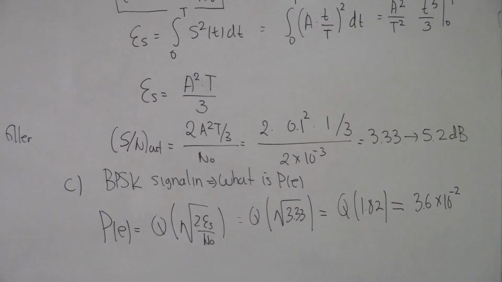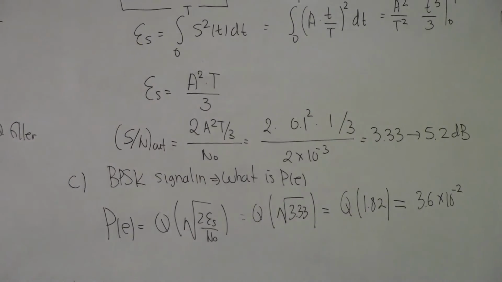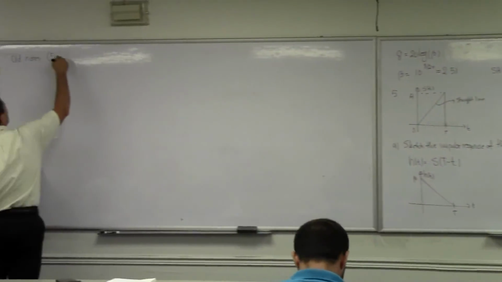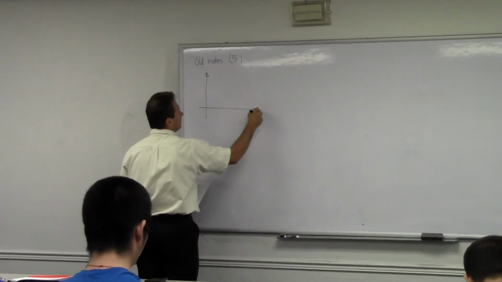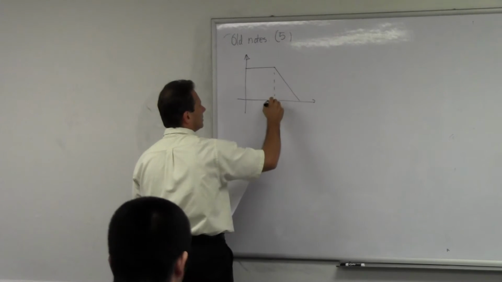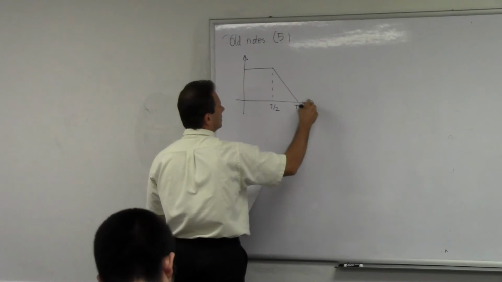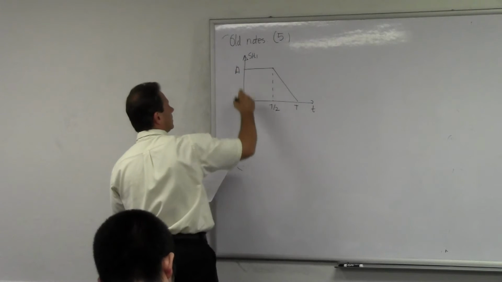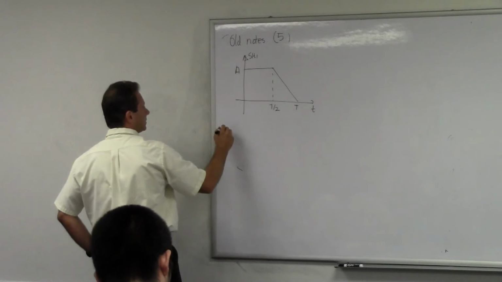So here the question was, this is the old notes review, and this is problem number 5. And it's essentially the same problem. It's just that your s of t is given like this. This is T over 2, this is T, s of t, and this is A. And the question is, first, sketch the impulse response of the matched filter.